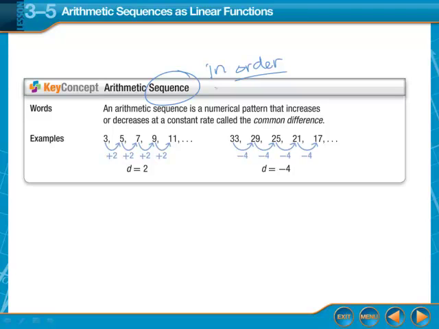If you look at the examples here, hopefully it's very clear to you. When you look at the sequence 3, 5, 7, 9, 11, how much is that increasing by? By 2s. If you look at 33, 29, 25, 21, 17, it's decreasing by 4. We're looking at something that's in order, so you're going to be increasing by a constant amount.